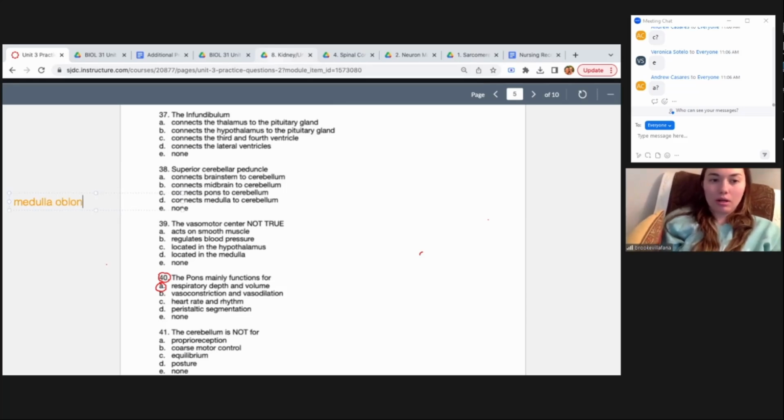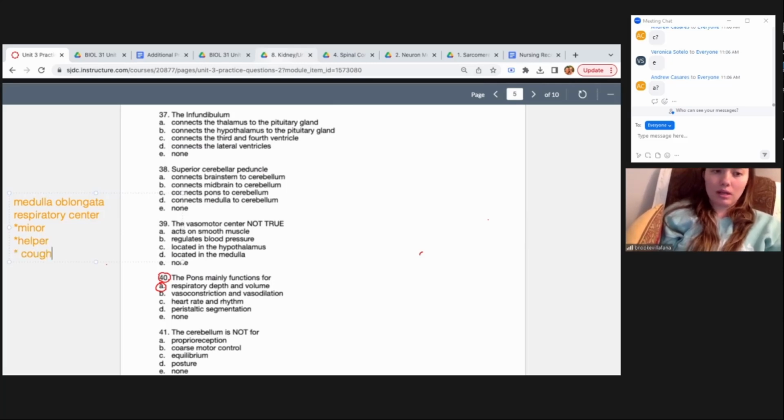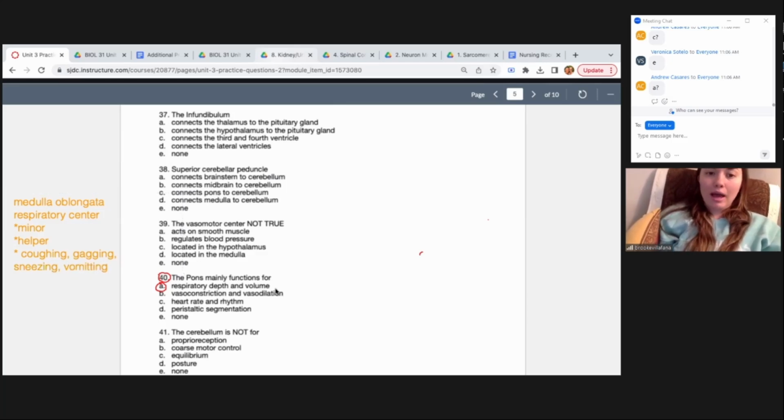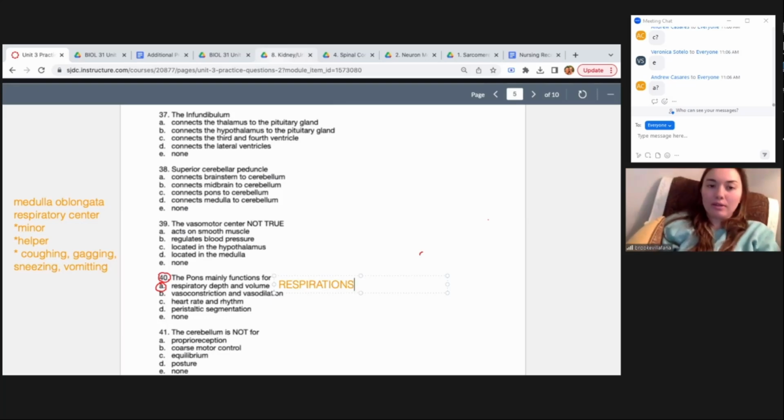The medulla oblongata also has a respiratory center, but this is a minor respiratory center, and it's basically a helper. So this is things like coughing, gagging, sneezing, vomiting. Is this making sense to everybody? Actual respirations, like what makes you breathe in and out, comes from the pons.